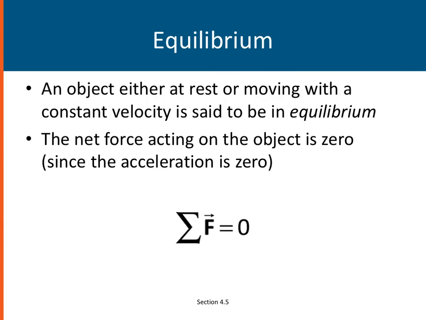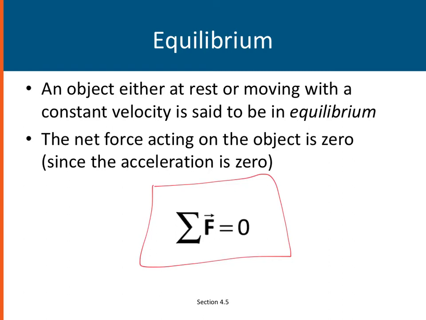If an object is in equilibrium, and keep in mind this could be just in one direction, meaning equilibrium in the x direction or equilibrium in the y direction, meaning it's at rest or moving with a constant velocity, then we can say that the net force is equal to 0, or the sum of the forces is equal to 0. A lot of times this will help us to relate two forces together, to say that the gravitational force is equal to the normal force, or to say that the tension force is equal to the frictional force, and so forth.